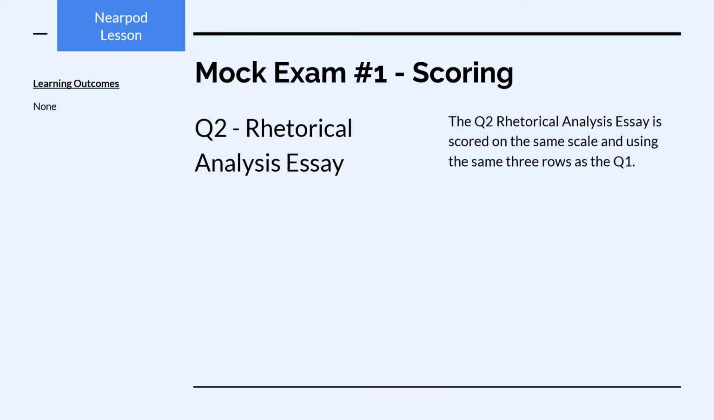The Q2 is scored on the exact same scale and using the exact same three rows as the Q1. You've got your thesis row, your evidence and commentary row, and your sophistication row. It looks very similar with just some different language because instead of arguing now, you're analyzing.